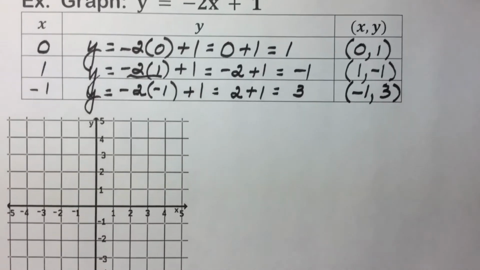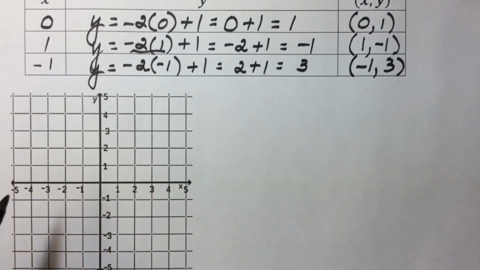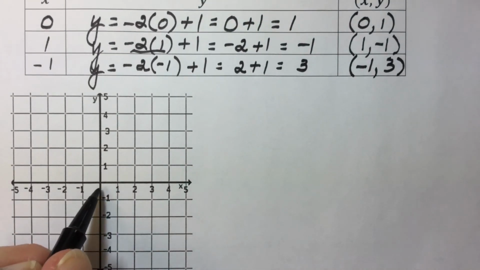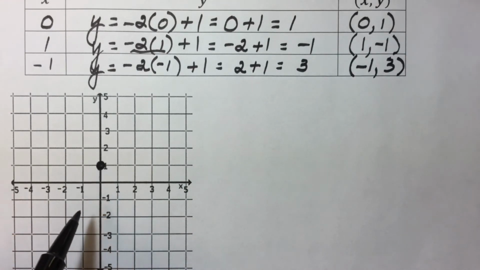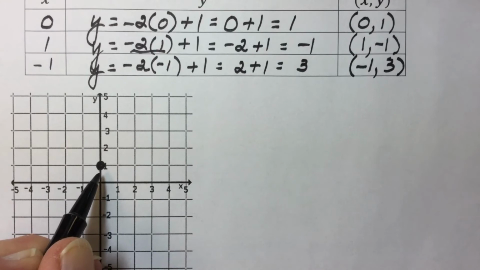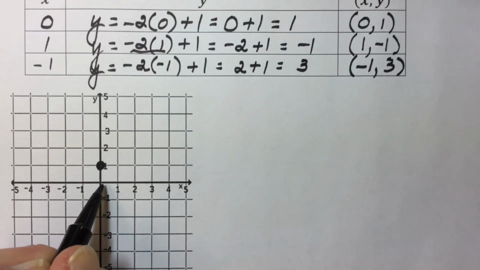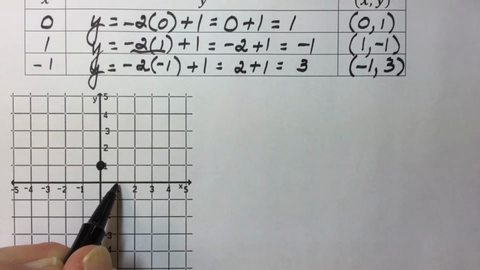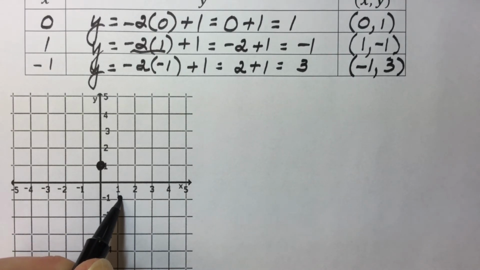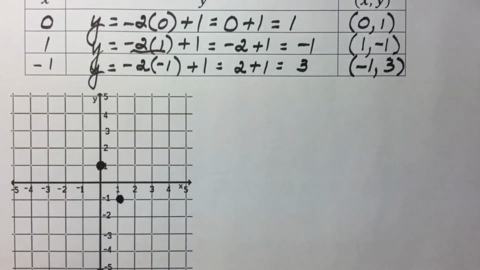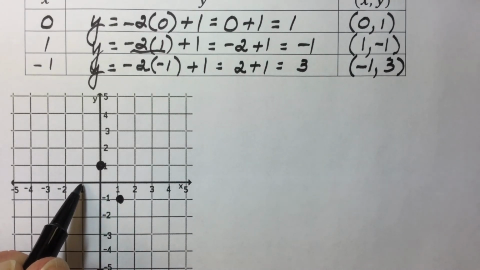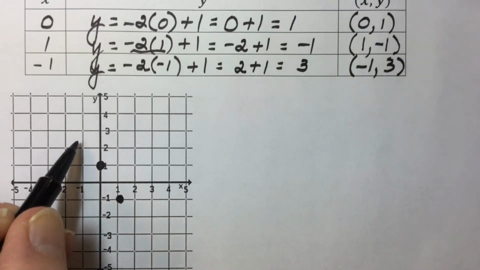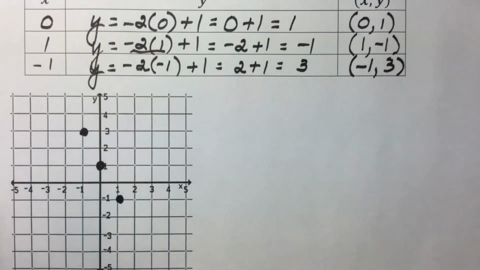We'll plot these ordered pairs. 0 displacement in the horizontal direction with positive 1 in the y. That first point is here. The second point is a positive 1 in the x or horizontal direction with a negative 1 in the y direction. And then we had a negative 1 for x with a resulting positive 3.